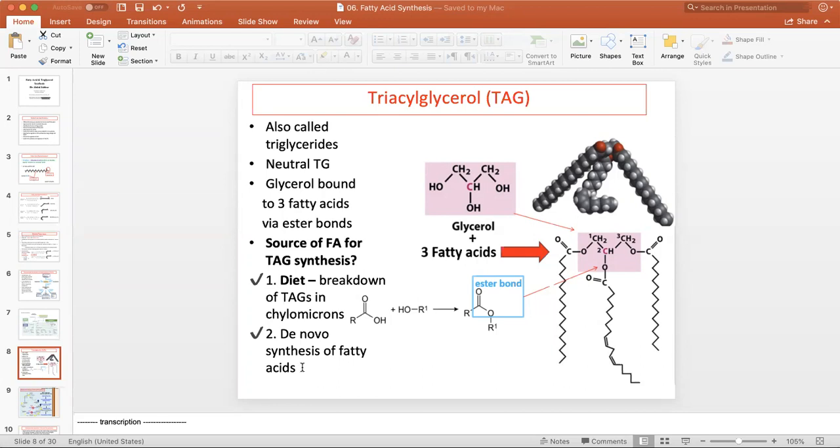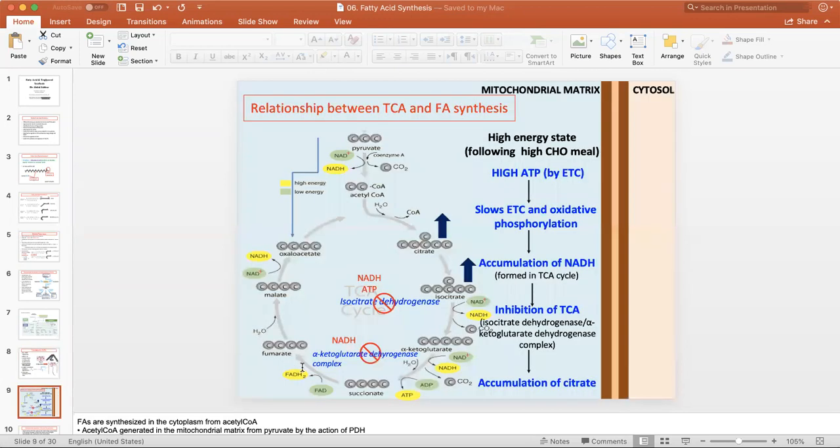Now we jump into the fatty acid synthesis. I changed the order of the slides. I think this slide was present later on, but I shifted it here because I felt this place is much more relevant for it. So if you just focus with me, you will understand what makes us shift our metabolism towards fatty acid synthesis.